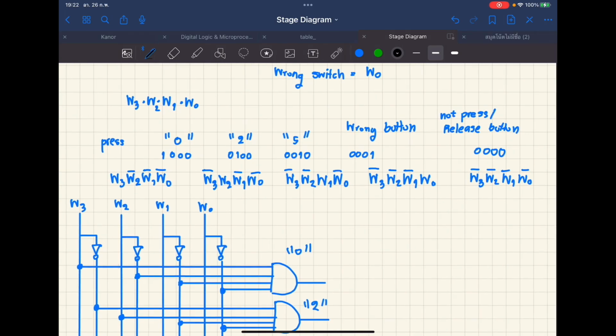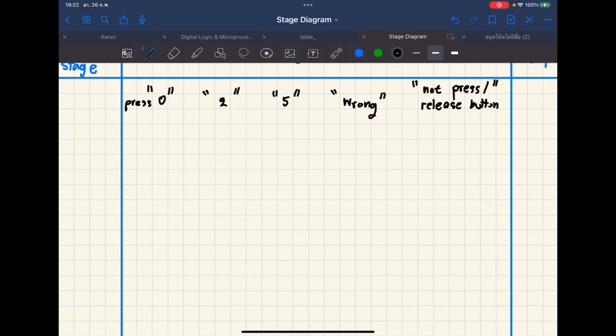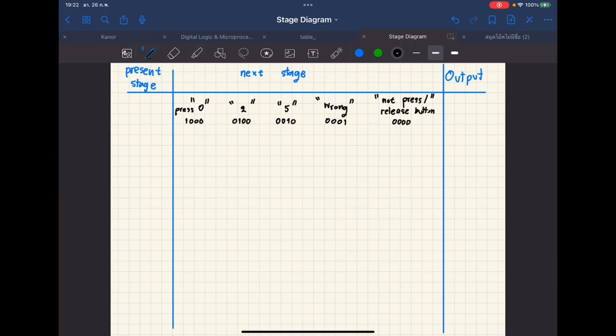From this one, we're going to write it like this. So 0 is 1 0 0 0, and 0 1 0 0, 0 0 1 0, 0 0 0 1. And not press is 0 0 0 0.